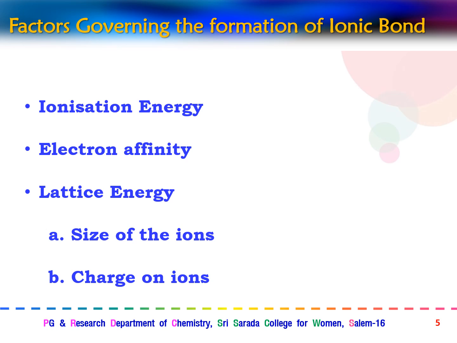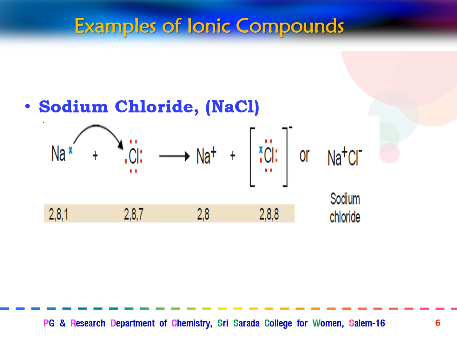The next one is the charge on ions. The greater the charge on ions, the greater will be the force of attraction between them, and therefore the greater will be the strength of ionic bonds. Now let us see some examples of ionic compounds.